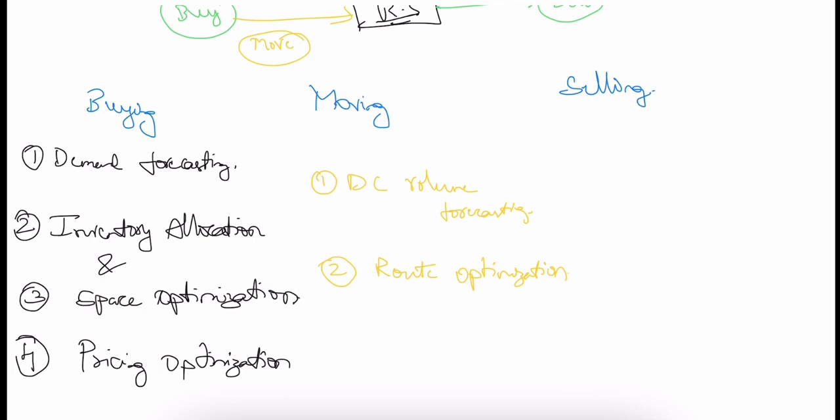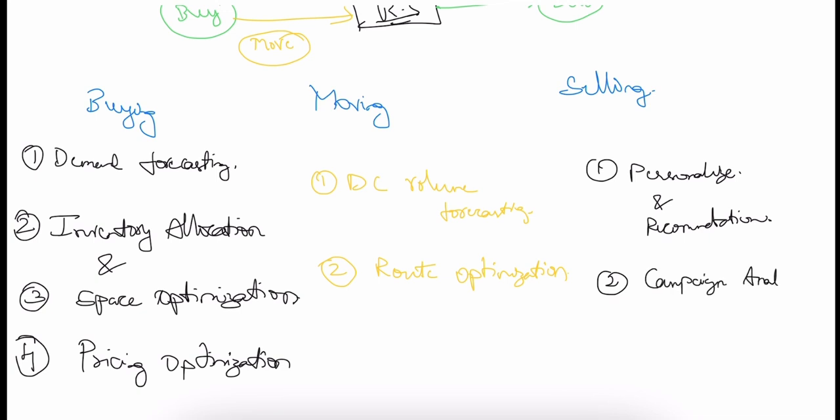Now if you want to go into the selling part of it, if you want to sell to a person, we want to personalize those recommendations, right? Personalization and recommendations to a particular person. And maybe we want to do some campaigning, which we call campaign analytics. And the subpart to it is actually propensity modeling.